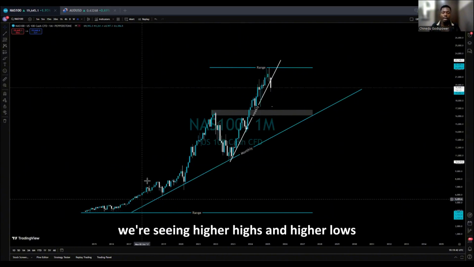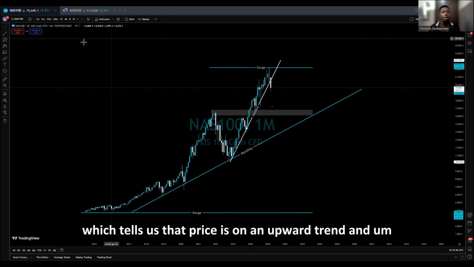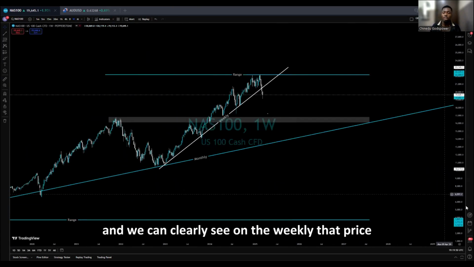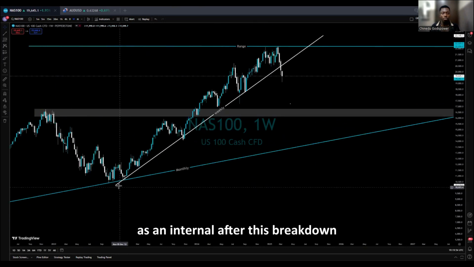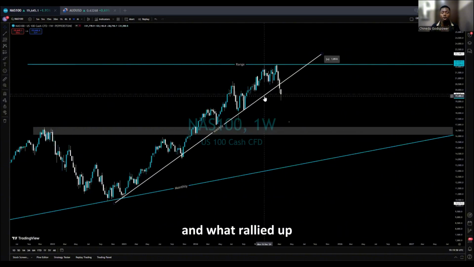I already know we're seeing higher highs and higher lows, which tells us that price is in an uptrend and it's rallying to the upside. And we can clearly see on the weekly that price has an internal after this breakdown. Price touched, gave a second touch on this monthly time frame, and then rallied up.